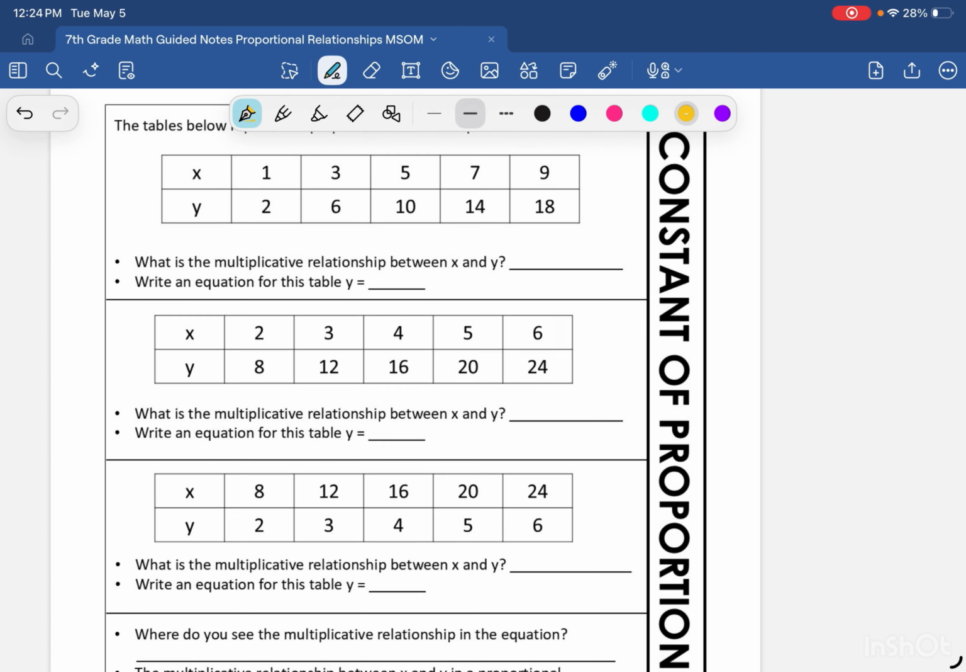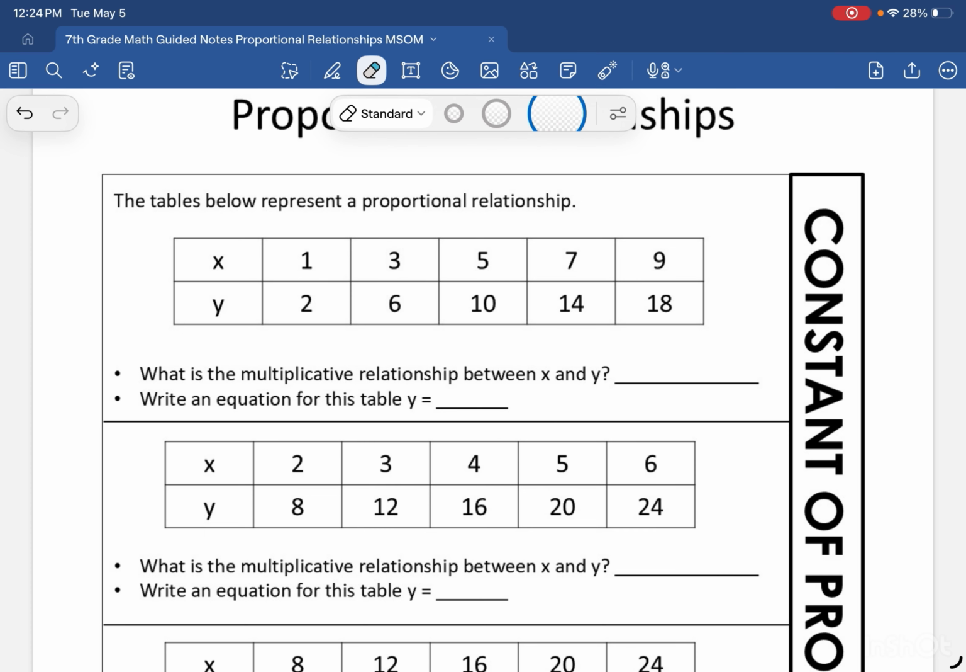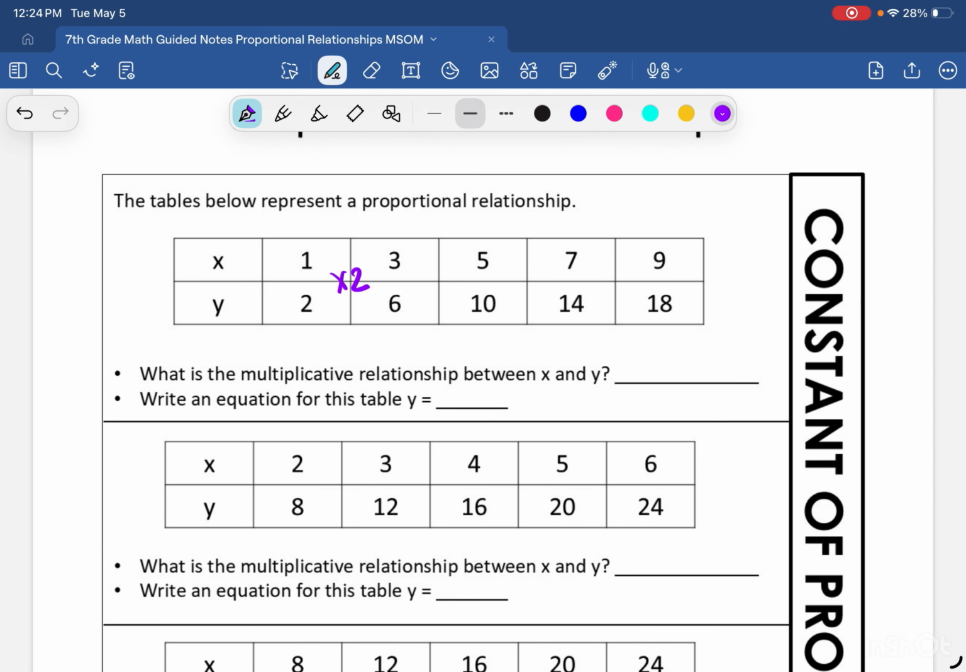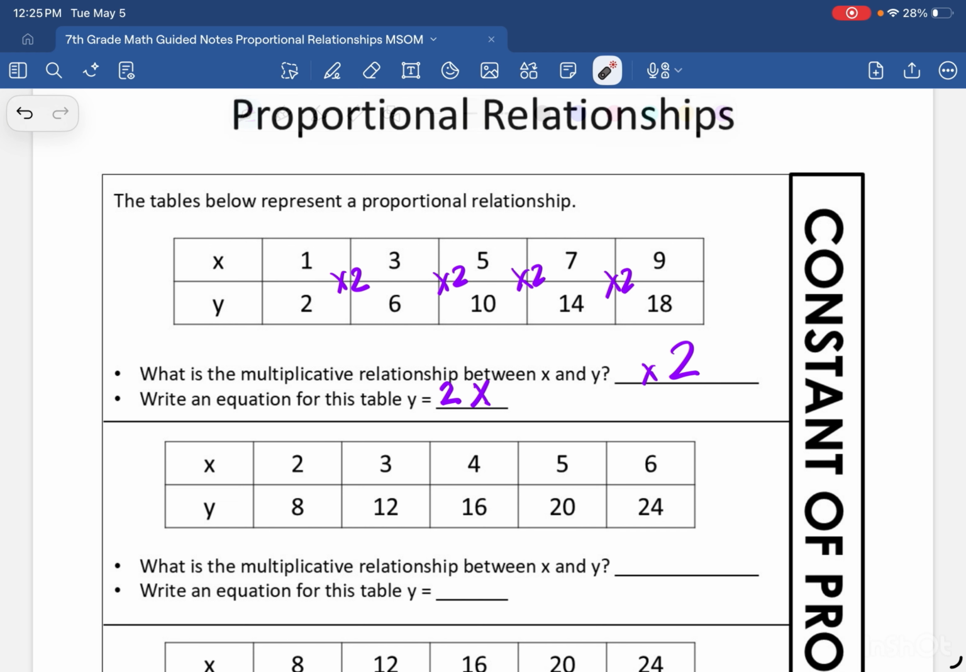Okay, now we're going to talk about constants of proportionality. The table below represents a proportional relationship. I am multiplying by 2 from all my x's to all my y's. Write an equation for this table. So my y equals my x variable, which is x in this case, multiplied by the constant relationship there, 2. So I can figure out y by taking whatever x is and multiplying it by 2.